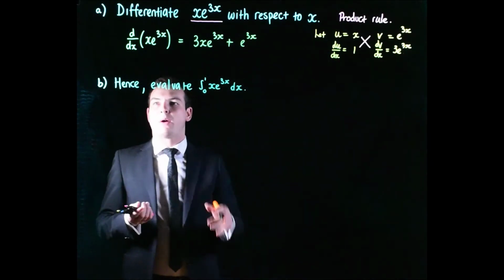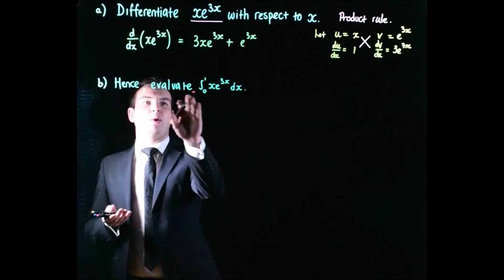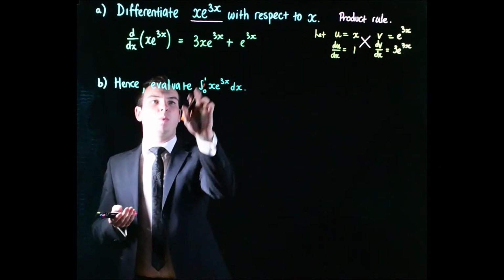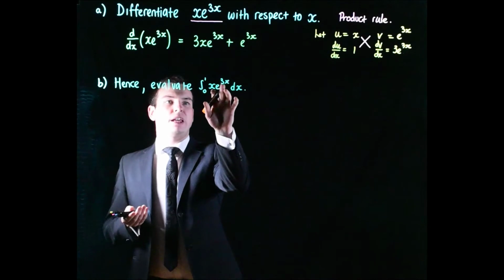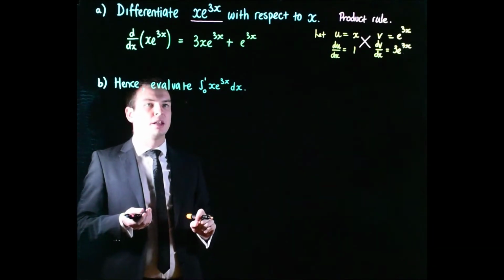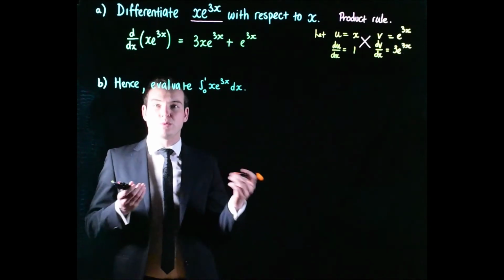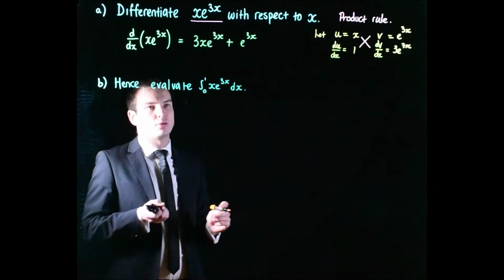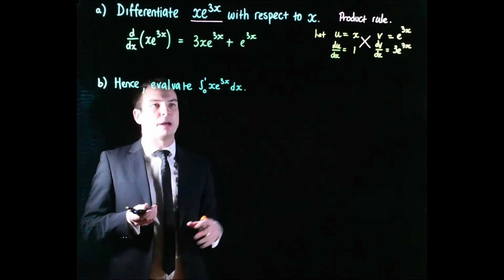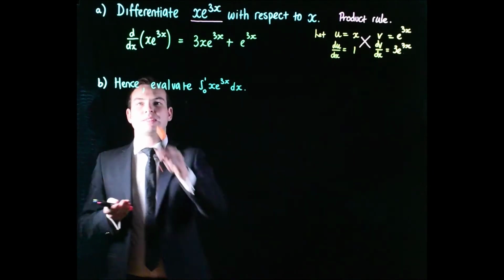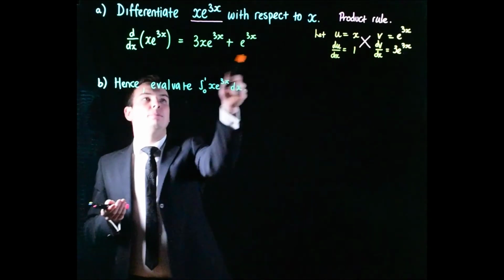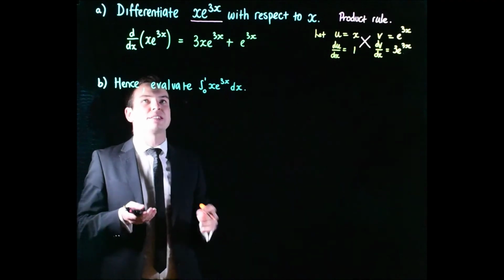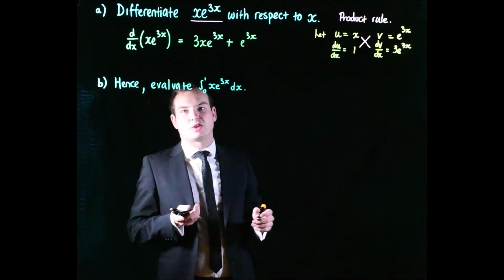So part B now asks us to hence evaluate the integral between 0 and 1 of x times e to the power of 3x dx. And ordinarily, using the rules that we know for integration, we wouldn't be able to find an antiderivative for something like xe to the power of 3x. However, this hence indicates that we must be able to use the answer above somehow to help answer this question.